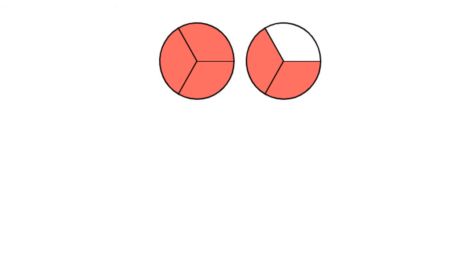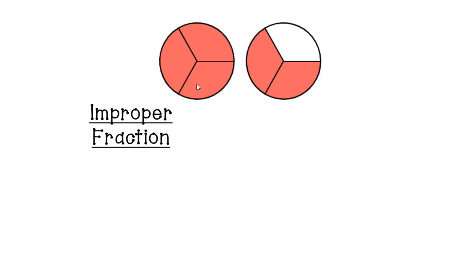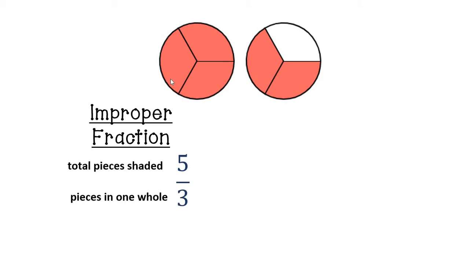Before we get into today's notes, I'm going to briefly review with you the concepts of improper fraction and mixed number. We looked at this way back a couple weeks ago, so I want to refresh your memory on how to do this. Improper fractions are when we have a fraction that is greater than one whole. So like any other fraction, the numerator is the total number of pieces we have shaded. In this case, it's 5. And then the denominator is always how many pieces we have in one whole. So we would represent this picture with the improper fraction of 5/3.